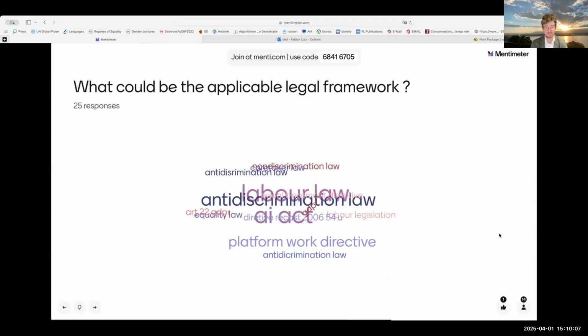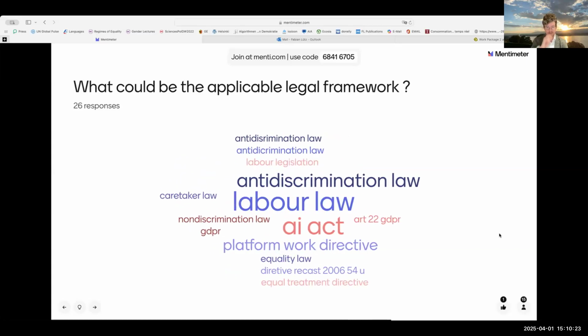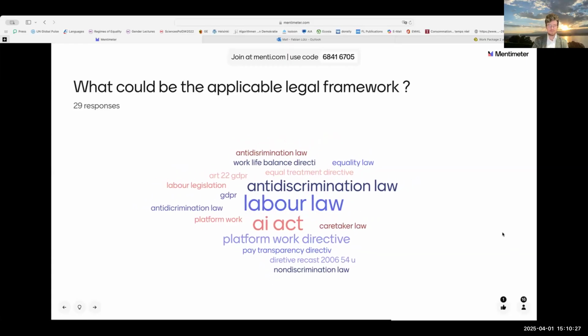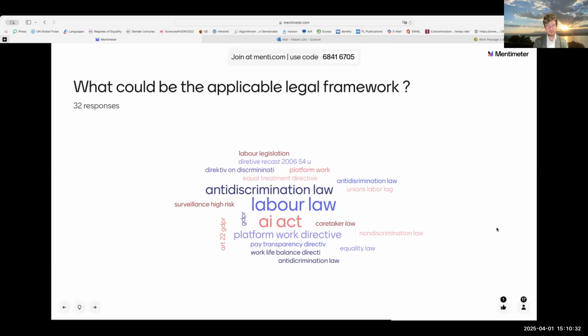So it's good to read that somebody posted platform work directive, equal treatment directive, caretaker law, yes, GDPR. Again, always think about GDPR if potentially there is an issue there. Anti-discrimination law, labor law, AI Act. So I think that's very good. Also the answers. Don't forget, the problem of the fragmentation is, in a way, you don't immediately think about the platform work directive, not for every case, because it's only applicable in the cases that fall under the scope. So it's very restrictive and narrow.